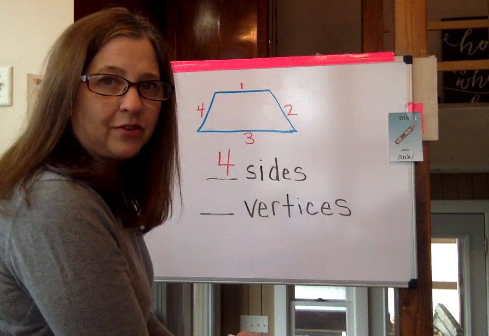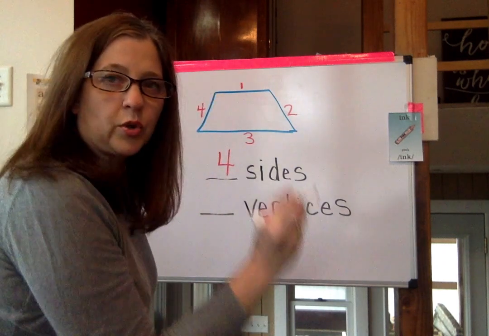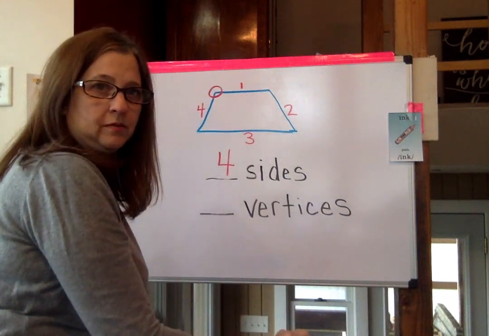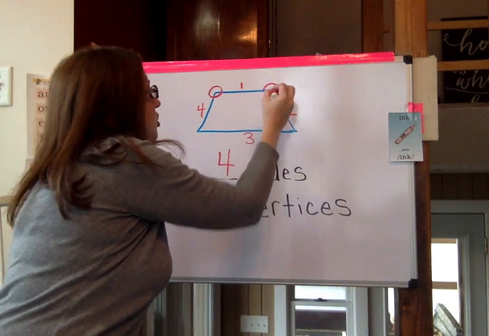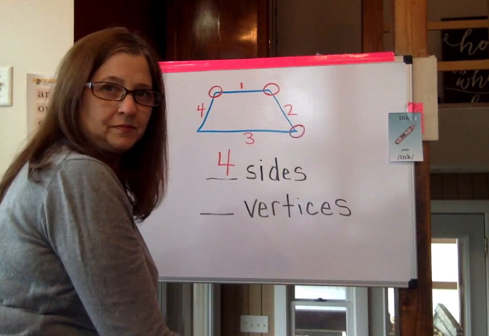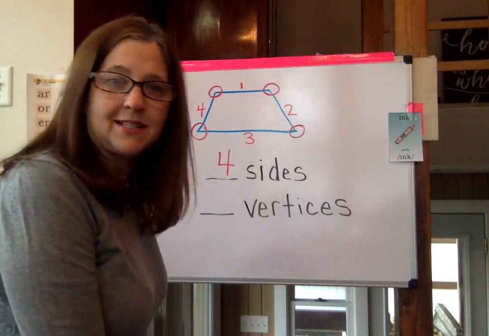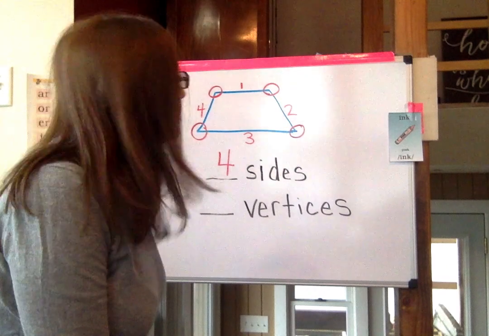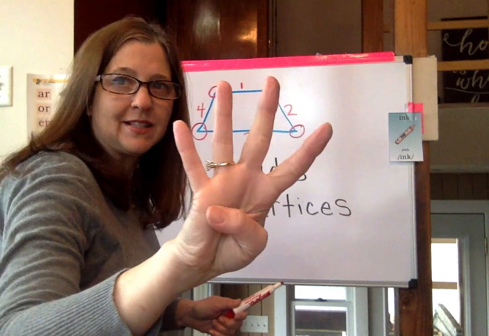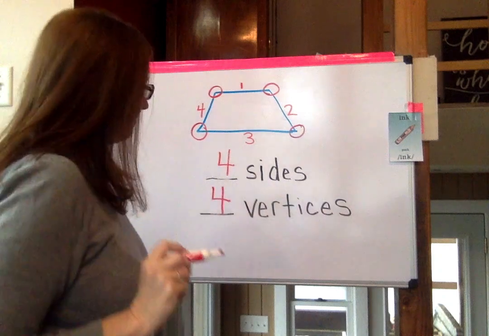Okay, are we ready to count the vertices? The vertice is where 2 sides or 2 lines connect. So we're going to put little circles to represent the vertices. Ready? 1, 2, 3, and 4. All right, my friends, show me with your fingers. How many vertices does a trapezoid have? Very good. 4, my friends, 4. So put that down here on this line. 4 vertices. Great job.